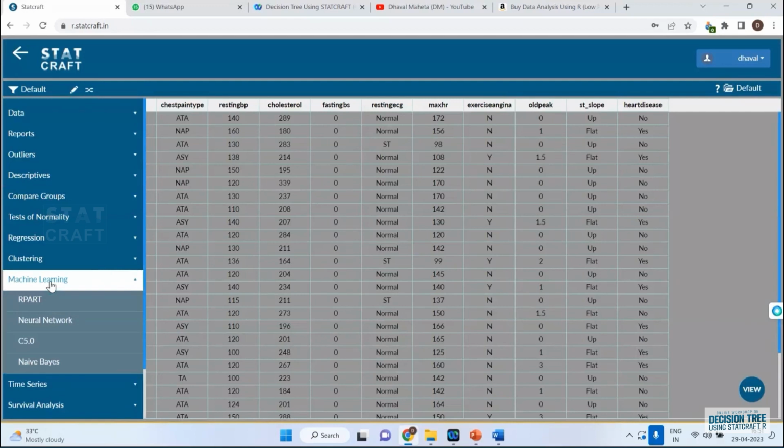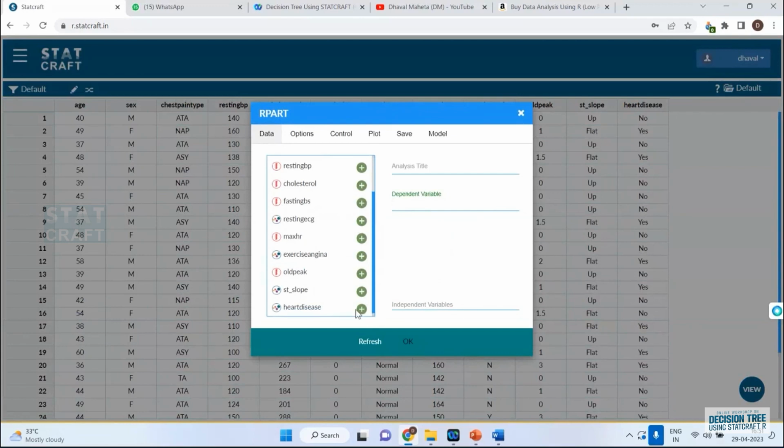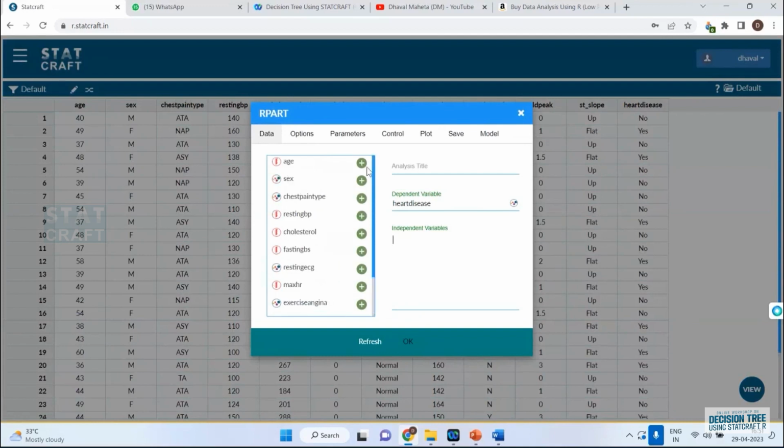It gives me two algorithms, RPART and C5. I'll activate C5 from here. My dependent variable is heart disease, and I want to do the classification on the basis of age, resting blood pressure, cholesterol, and maximum heart rate during exercise.